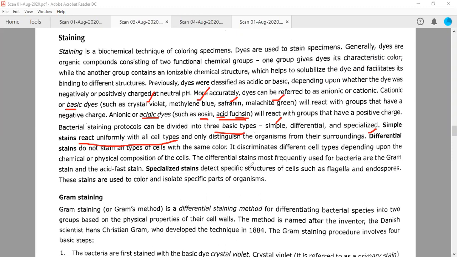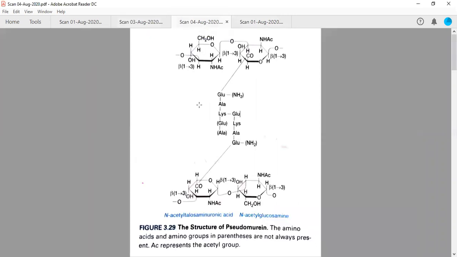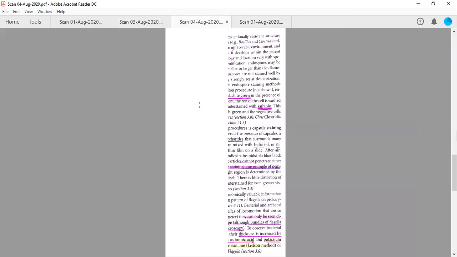Specialized stains are able to detect the specific structures of the cells. For example, we used to stain the flagella and endospores. So most important, flagella and endospores we are able to stain with the specialized dyes. If we want to stain some specific structure of the bacterial cell, then we require specialized stains or dyes.